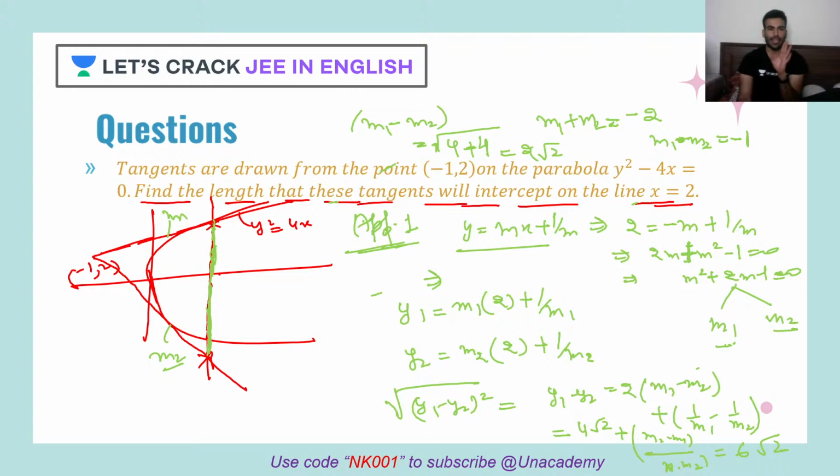Now how I did it, I'll tell you my approach. If you just try to understand, this is talking about the intersection of the pair of tangents and the line x is equal to 2. Yes or no? It says find the length that these tangents will intercept on the line x is equal to 2. So this is talking about the pair of tangents curve and the line's intersection, correct? So we already know the pair of tangents equation. What is that? S1. Tell me, what is that? S1. So I'll just erase it.